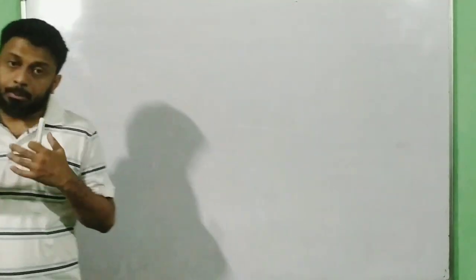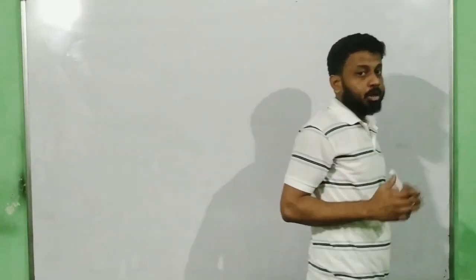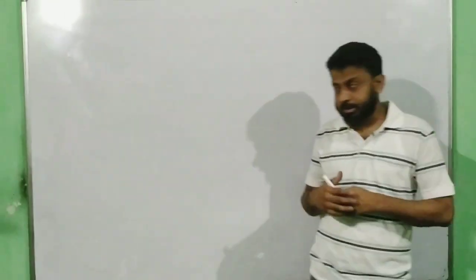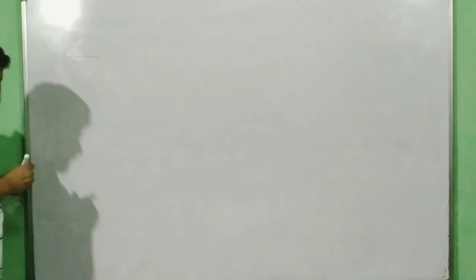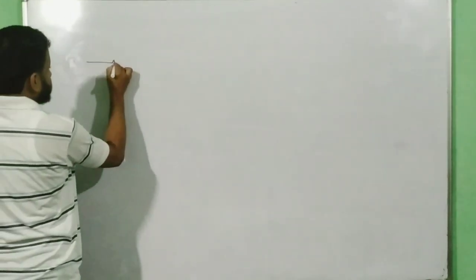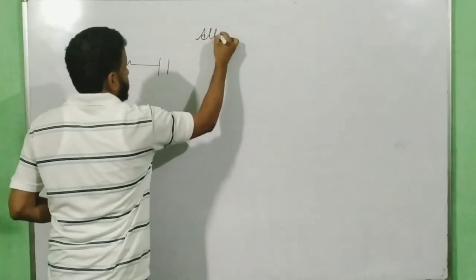So compared to the last class, what is the difference? In the last class we saw pure resistive, pure capacitive, pure inductive. Today we are going to see the combination of these. So the first combination which I am going to start with now is the R and C circuit. Consider that this is my R and this is my C.